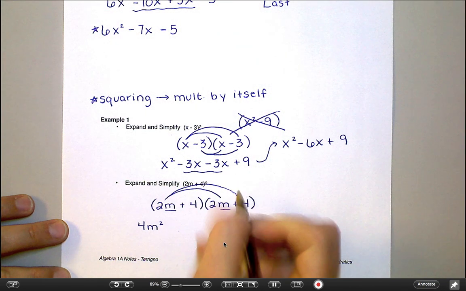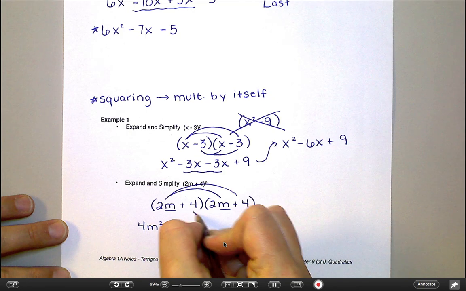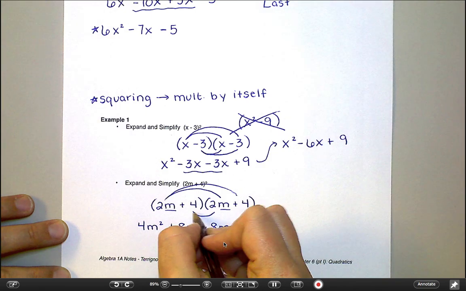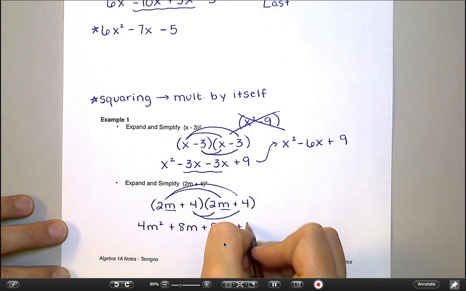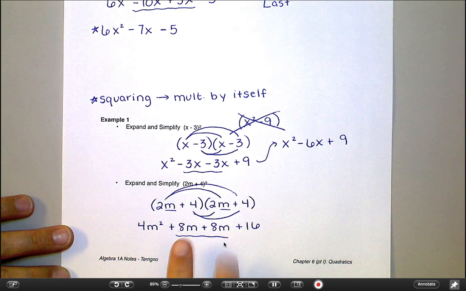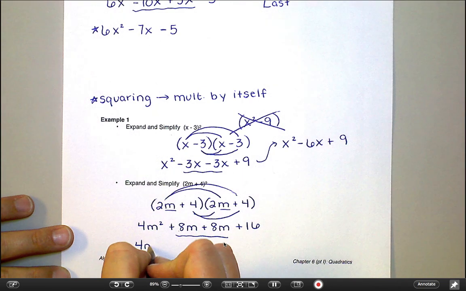2m times 4 is 8m. 4 times 2m is another 8m. And 4 times 4 is 16. And then put my middles together. I can't combine an m with an m squared. Okay, remember those aren't like terms. So my m squared has to stay separate.